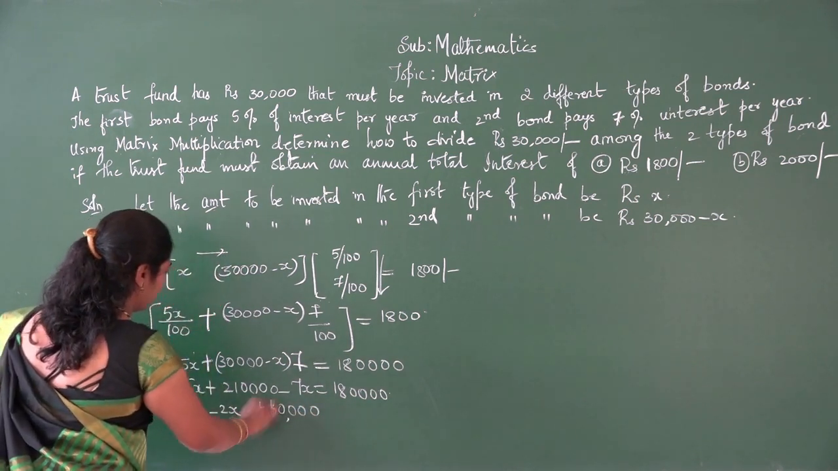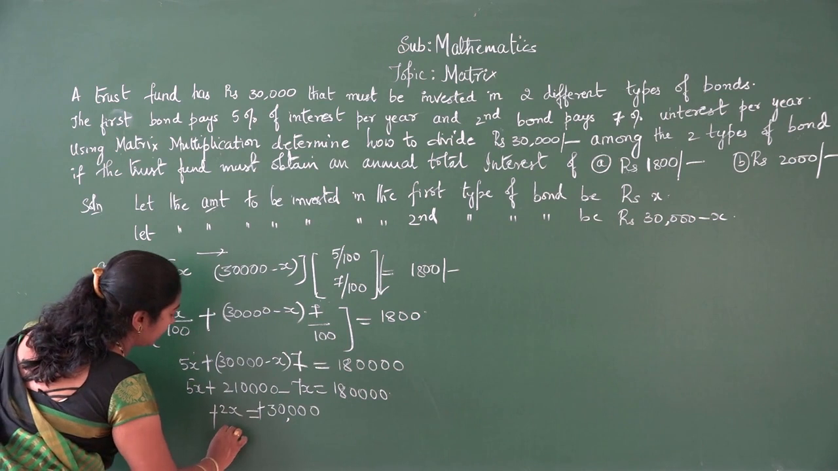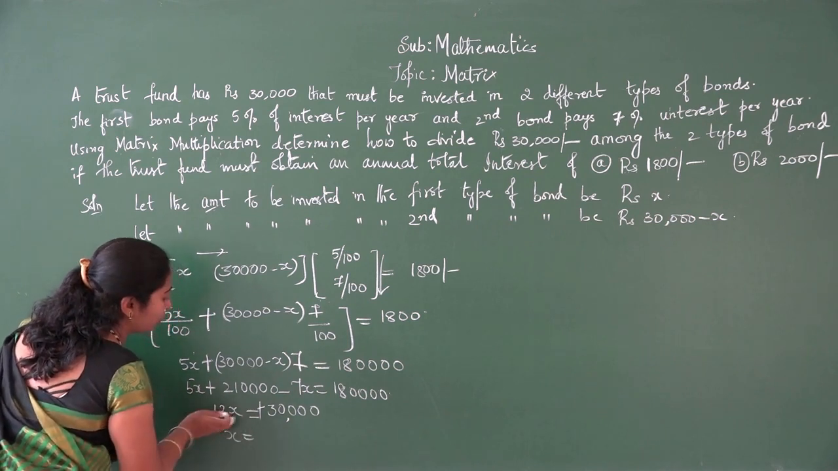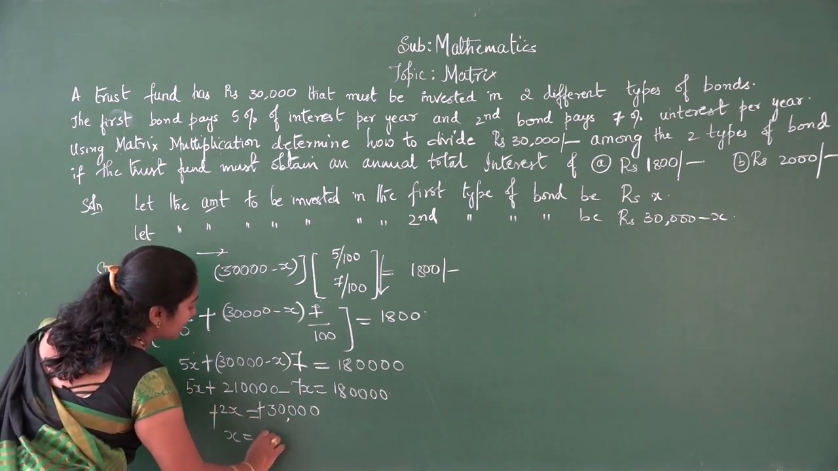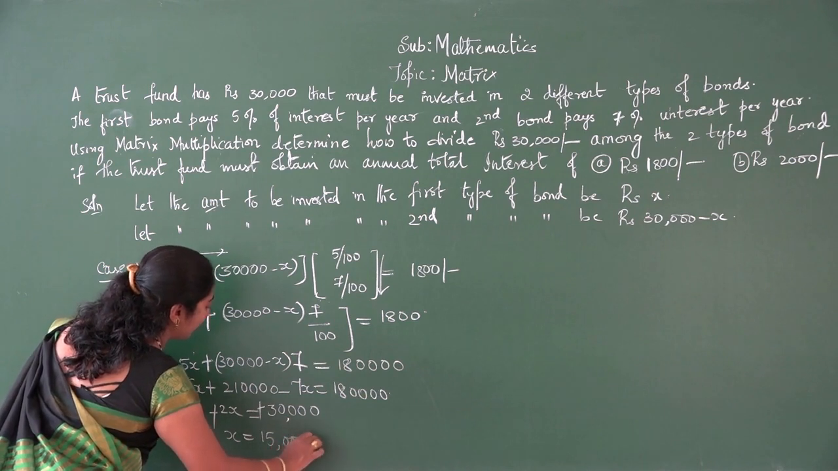Minus 30,000, minus minus gets cancelled. So, what will x sum up to? 2x is equal to 30,000. So, x will be 15,000.